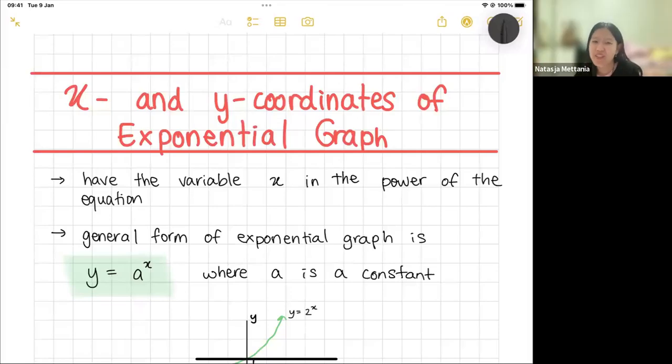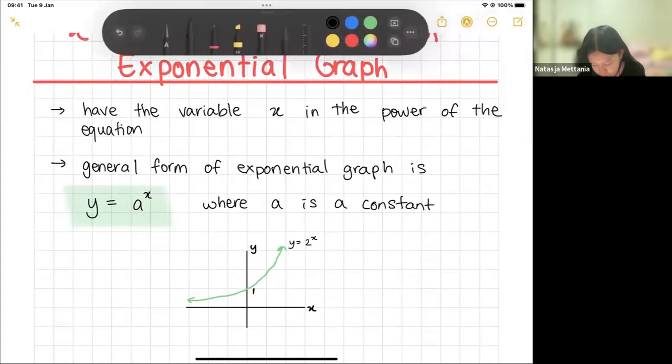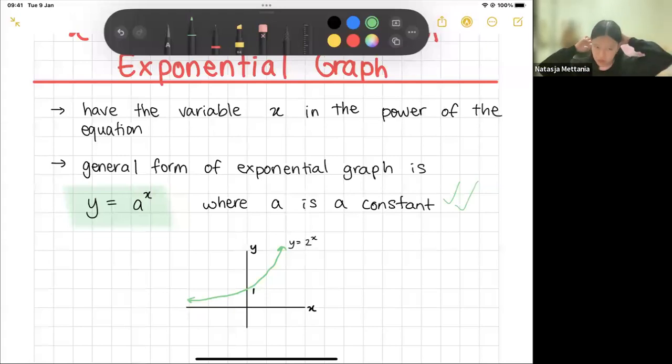Today we are going through the next lesson, which is the x and y coordinates of an exponential graph. An exponential graph is basically a graph where the variable x is in the power of the equation. Let's look at the general form: the general form of an exponential graph is y equals a to the power of x.